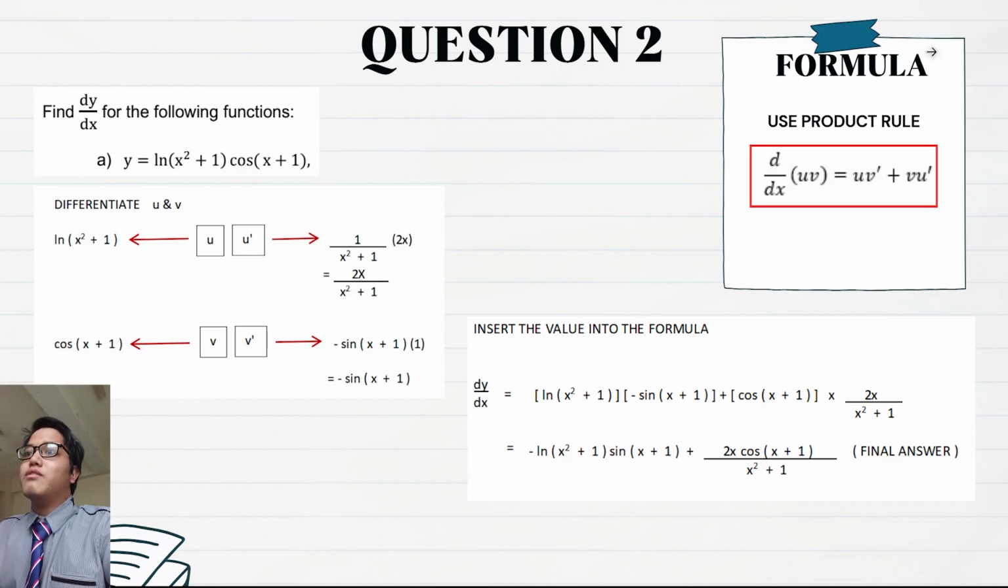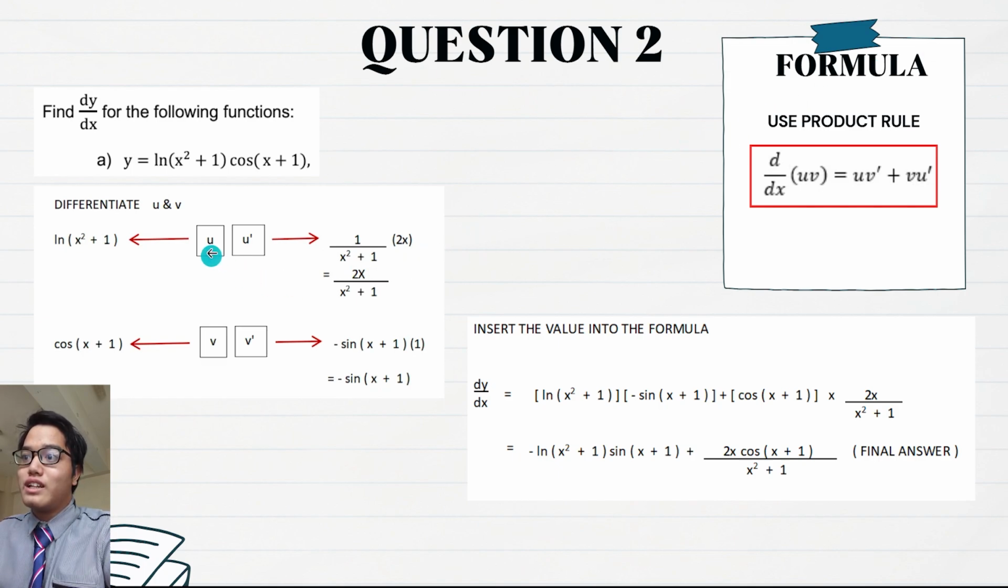For question 2, the question asks to find dy over dx for the following function. The function is y equals ln(x power of 2 plus 1) and cos(x plus 1). We can see here, inside this equation, we got two functions, so we need to use the product rule. The formula for the product rule is d over dx of uv equals u v prime plus v u prime. From the function, we need to separate it. For u, we use ln(x power of 2 plus 1), and for v, we use cos(x plus 1).